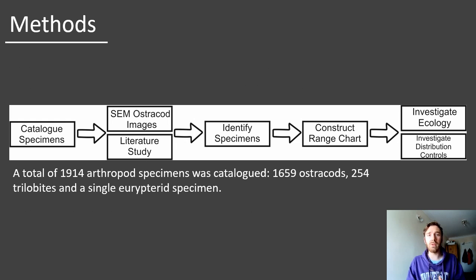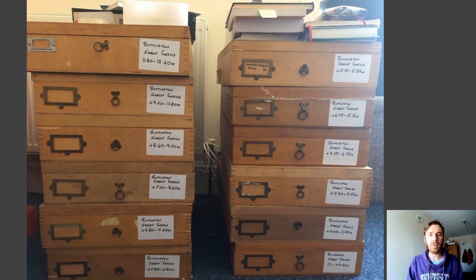So in terms of methods used, specimens were first catalogued, revealing the presence of 1,914 arthropods. From there, a comprehensive literature study was performed, as well as SEM photos, or scanning electron microscope photos, taken in order to help with identifications and eventual production of a range chart, which will be used to correlate with other pieces of data. Pictured here is the material in its boxes, all arranged in stratigraphic height, 12 boxes.